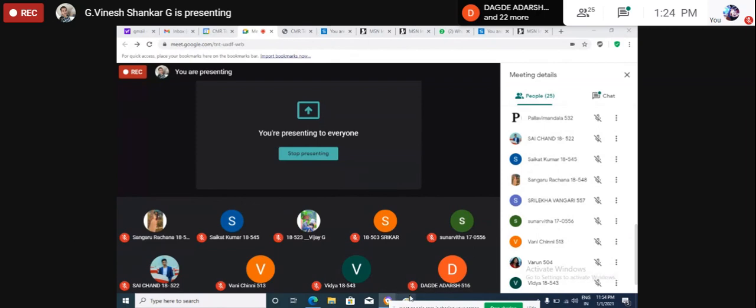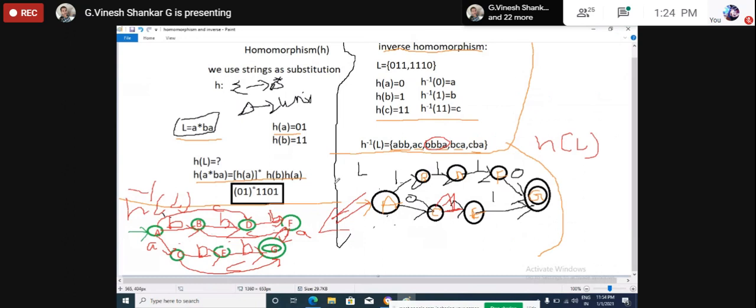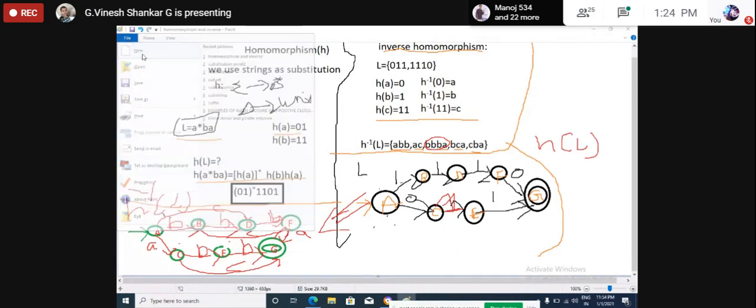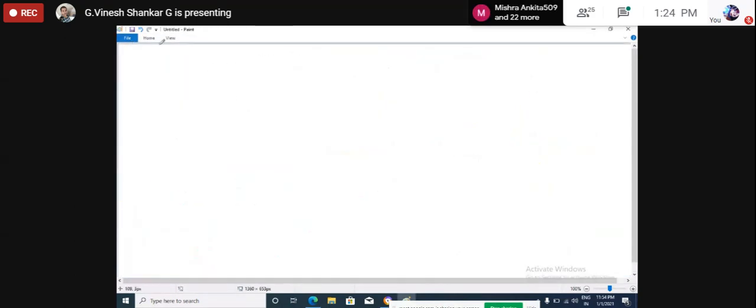Okay, next. So this is the property called homomorphism and inverse homomorphism. Both we have done. Let us go to the next concept, that is called quotient. So we are going to see quotient now. That quotient property is very important. Let me take a new file. Please write down quotient.